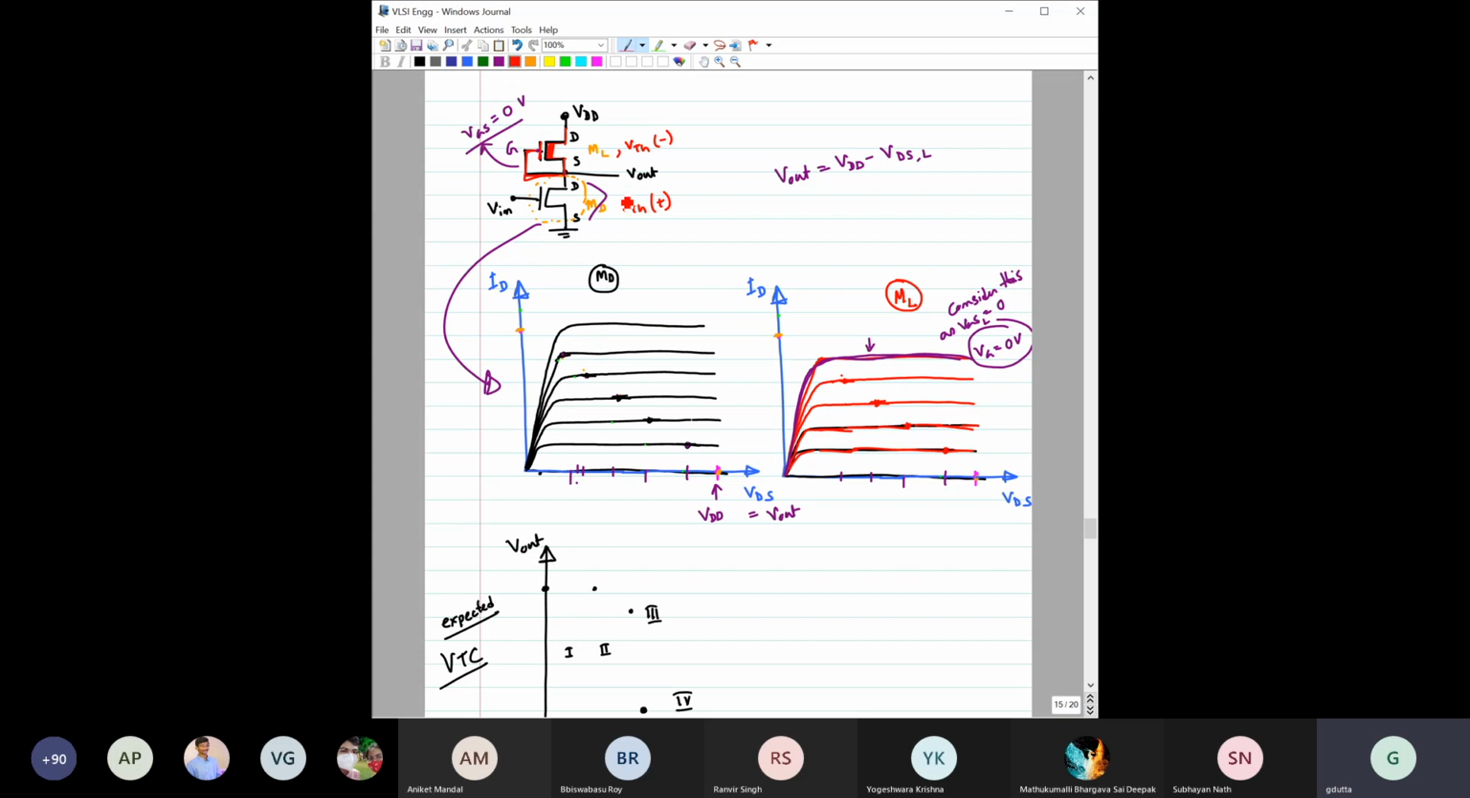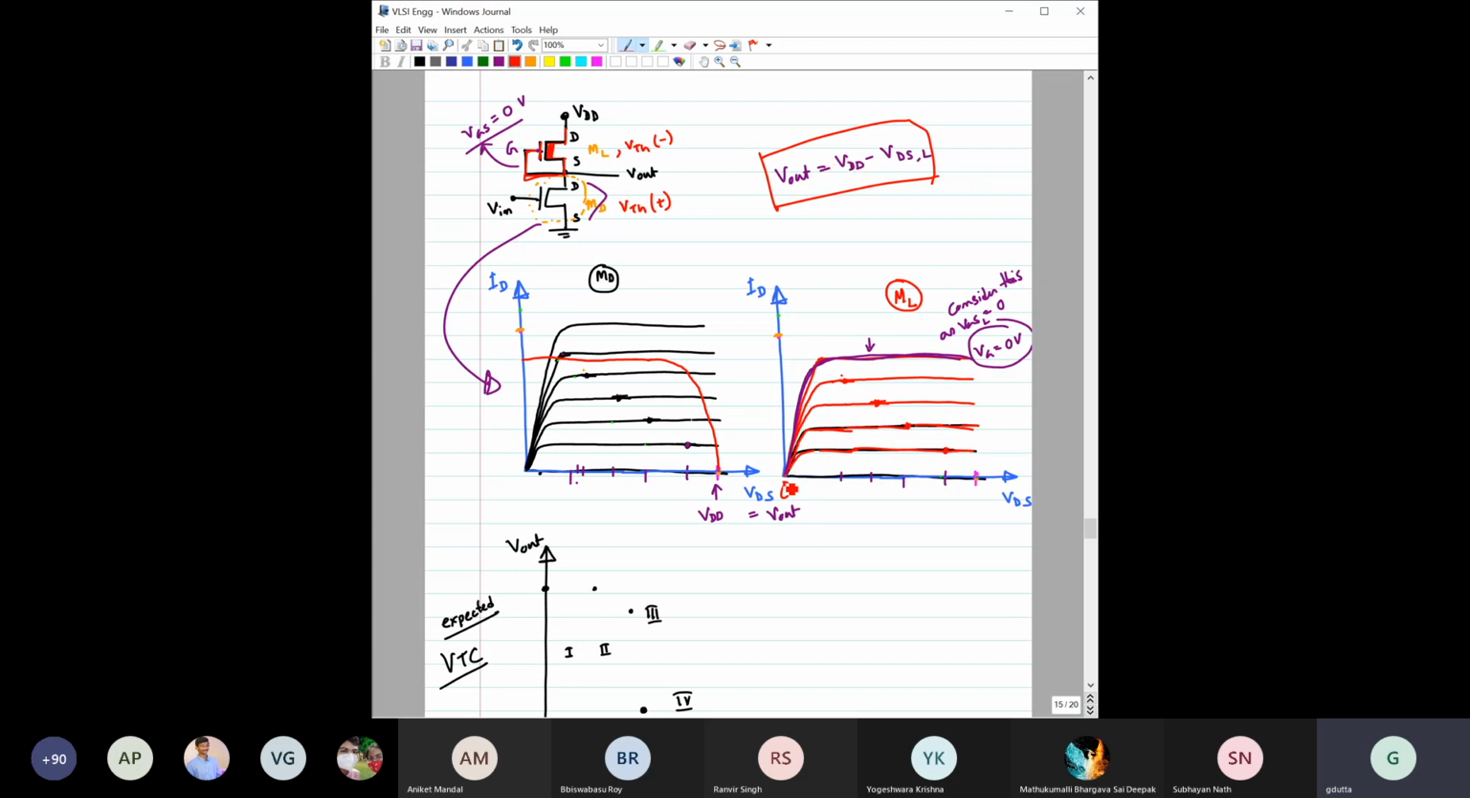Then these characteristics we can probably draw, and say this is the current, and maybe it looks like this. Right, like this, right? You understood, right? So here is this 0. If we want to plot these characteristics on top of these characteristics, what is the relation? This relation you consider here: Vout equals VDD minus VDS load. So you have to substitute each and every value from this, right?